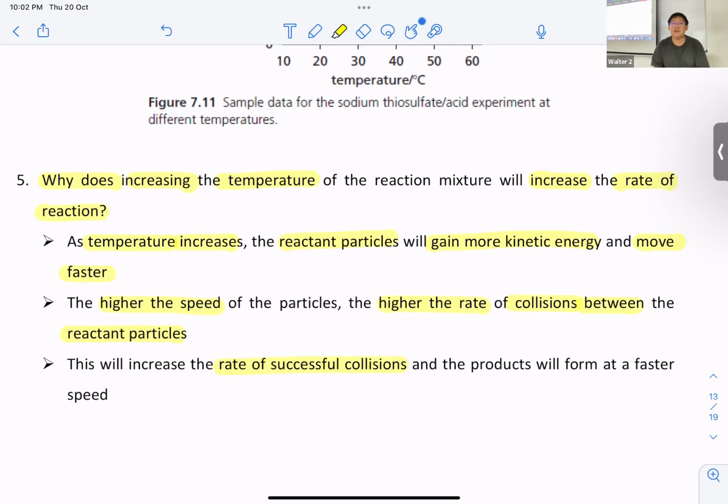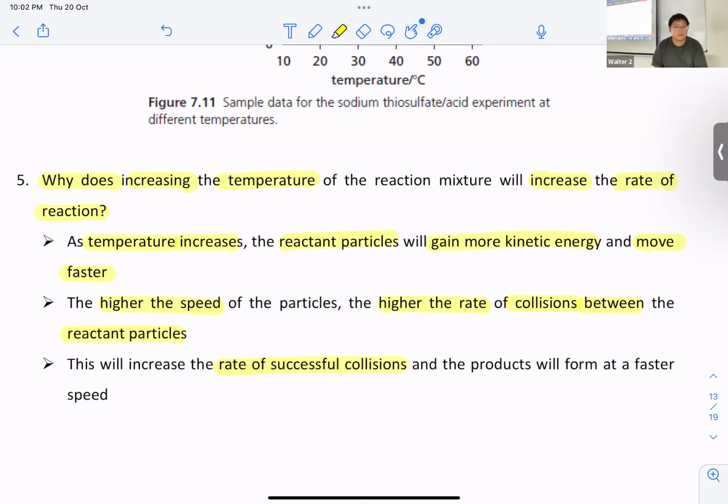Sometimes they will ask you the other way around also. What if I reduce the temperature? What happens then? Yeah, it decreases the rate of reaction, right? Why? Because the particles will lose kinetic energy. They will start to move slower. Lesser amount of collision, lesser chance of successful collision. Then the rate of reaction shall drop in that sense.